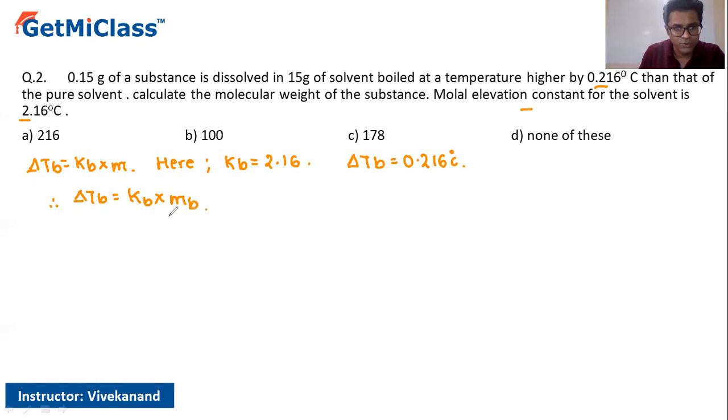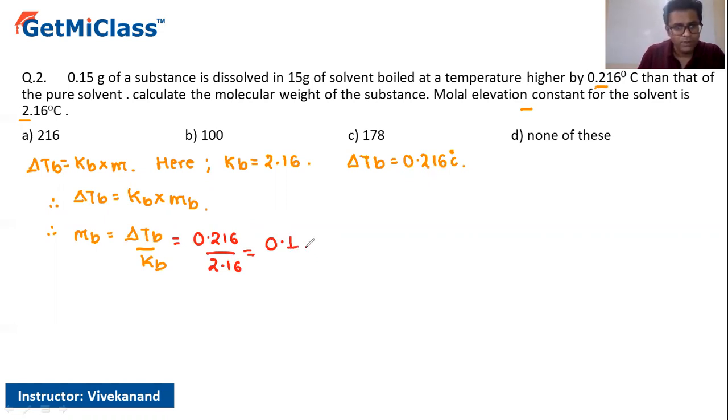Correct. So ΔTB = KB × mB, where mB is nothing more than the molality of the solute. If I want to find mB, it is equal to ΔTB over KB. Now, the ΔTB value, 0.216, divided by 2.16, is going to give us the value 0.1.